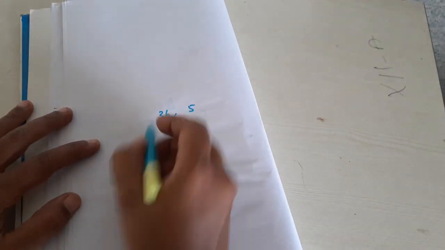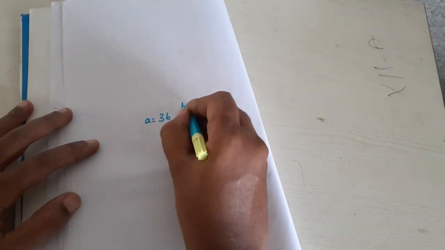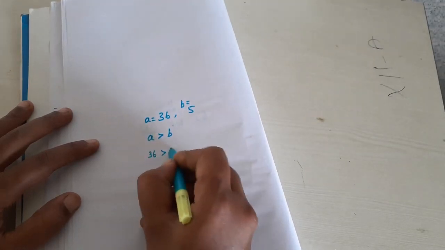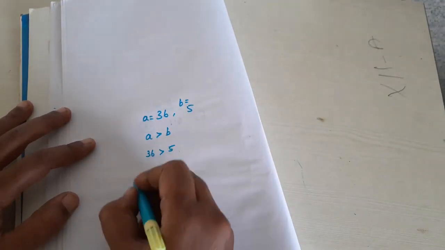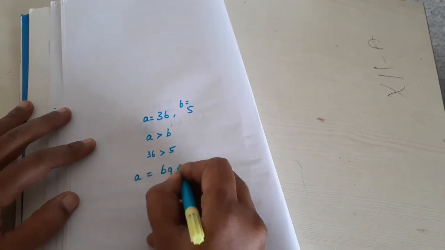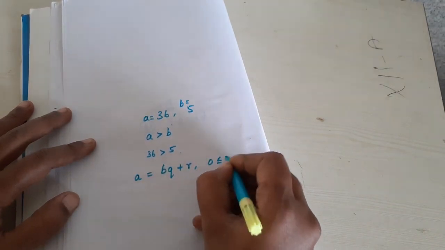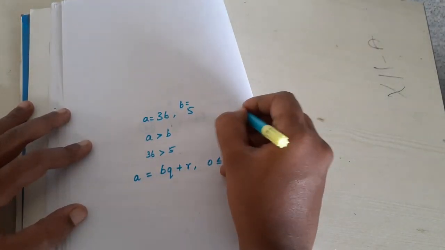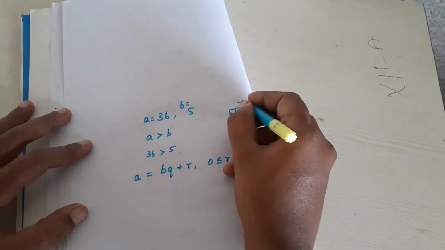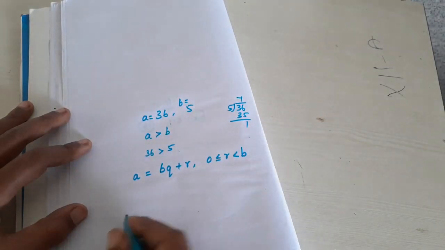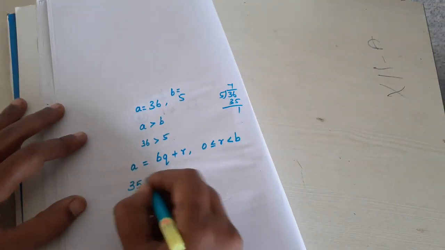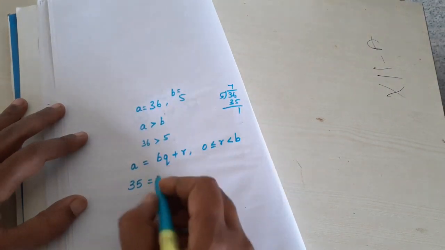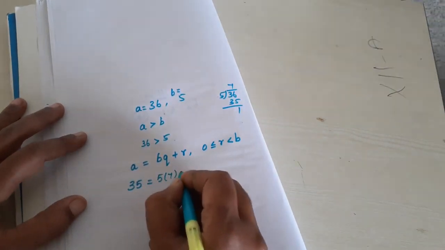36 and 5. So a is equal to 36, b is equal to 5. So a should be greater than b. So 36 should be greater than 5. Correct only, no? I am going to write in this format: a is equal to bq plus r, with that condition 0 less than or equal to r less than b. How can we write this? 36 divided by 5, 5 7s are 35, balance 1. So 36 is equal to 5 into 7 plus 1, where b is 5, q is the quotient and r is the remainder.